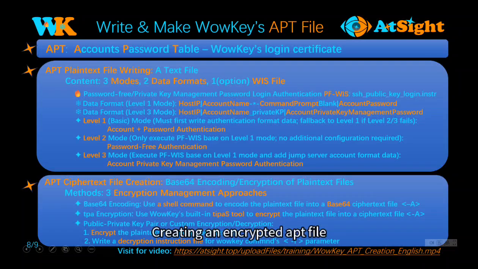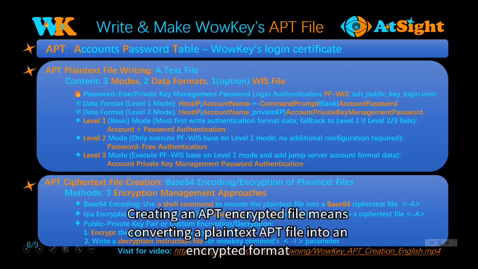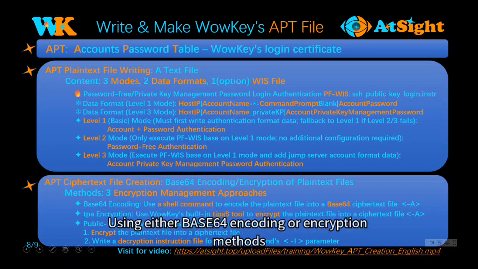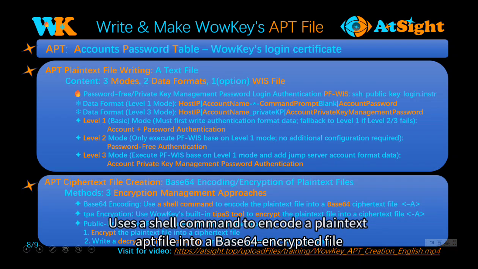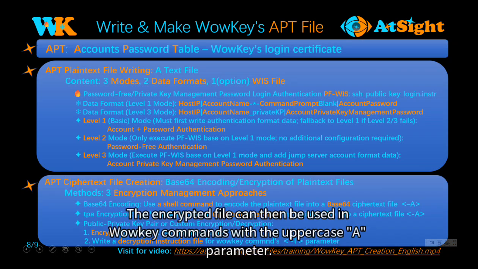Creating an encrypted APT file. Creating an APT encrypted file means converting a plaintext APT file into an encrypted format using either base 64 encoding or encryption methods. There are 3 encryption management methods. 1. Base 64 encoding uses a shell command to encode a plaintext APT file into a base 64 encrypted file. The encrypted file can then be used in WowKey commands with the uppercase A parameter.